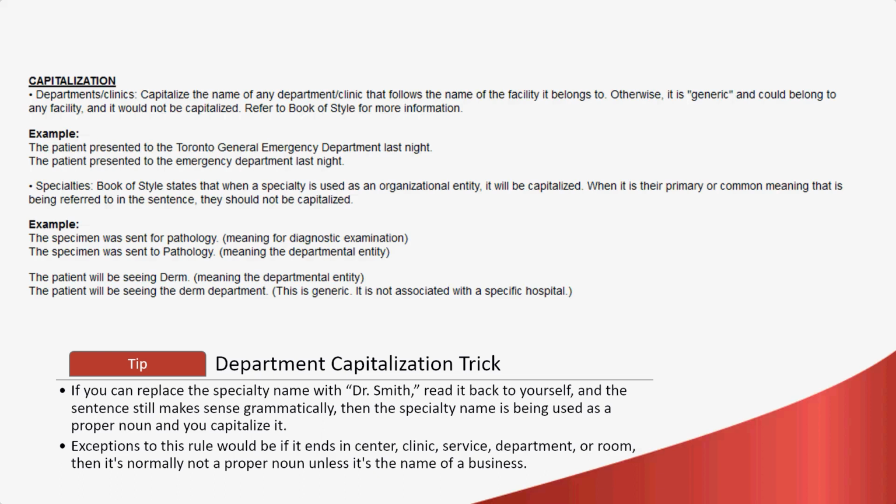So let's look at the specimen was sent for pathology. The specimen was sent for Dr. Smith. I guess it makes sense, but you have to watch there that we're actually talking about the test itself, not the department name. If you said the patient will be seeing derm, you can say the patient will be seeing Dr. Smith. That makes sense. We're not talking about a test. We're talking about a department. So, okay, Dr. Smith works, so we're going to cap derm.